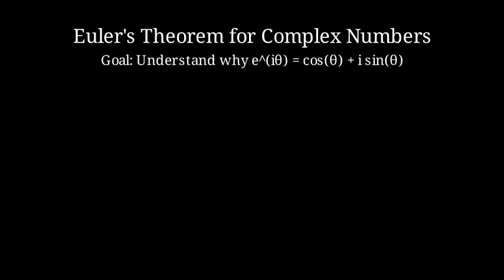Let's first state Euler's theorem. For any real angle theta, e to the power of i theta equals cosine theta plus i sine theta. To see why this makes sense, let's draw the complex plane and the unit circle.